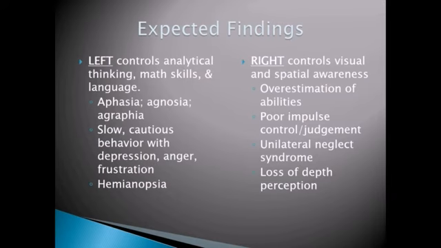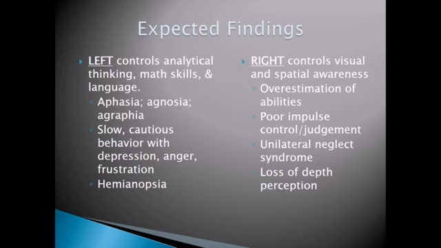Not all the time, but in general, your left-sided brain damage causes patients to be very slow, very cautious in their behavior. And it's very common for them to experience depression, anger, and frustration, particularly because of that difficulty with communication. They may also experience hemianopsia, where they cannot see out of the right side of their eye vision.